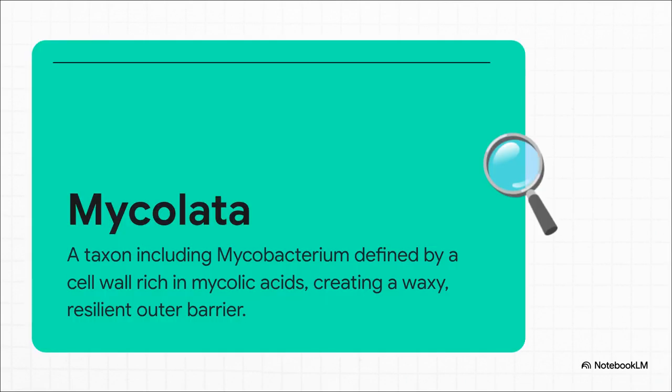Now, from a taxonomy standpoint, this is where it gets really interesting. It's in the mycolata group, which, as you know, also includes heavy hitters like Mycobacterium. And what that means is that it has mycolic acids in its cell wall. Think of it like a waxy raincoat. This makes it super resilient and really helps it survive out in the environment.